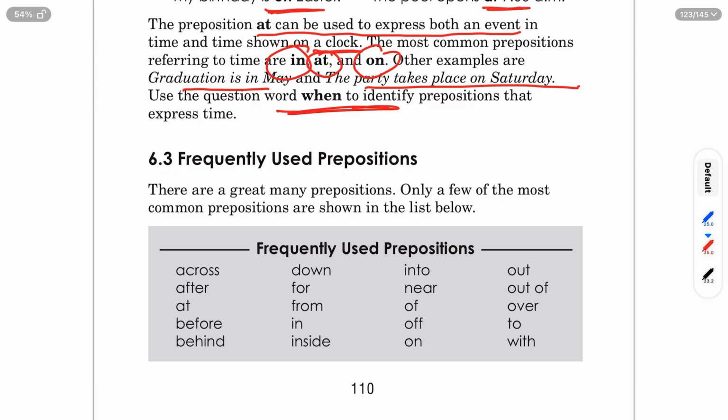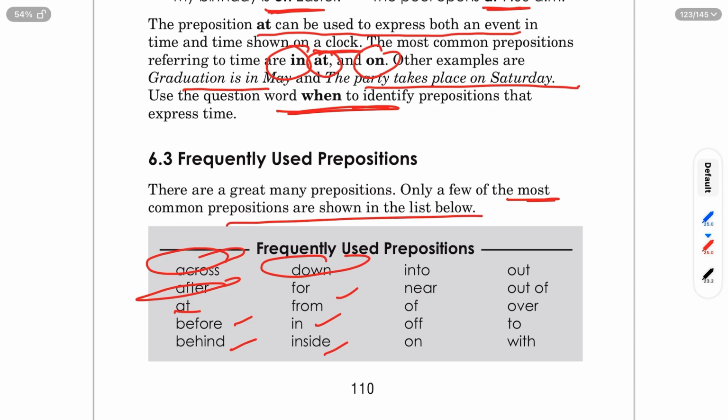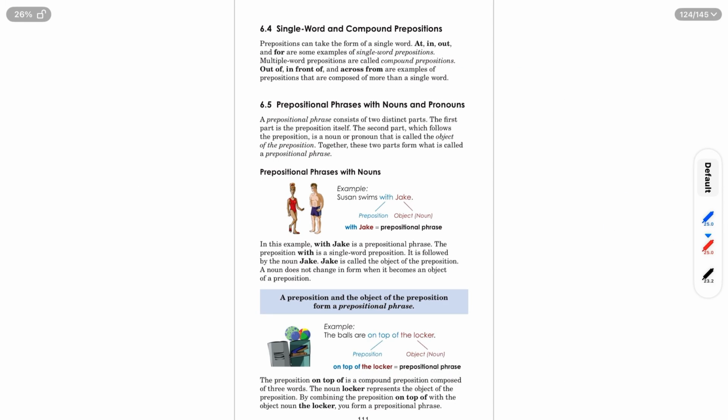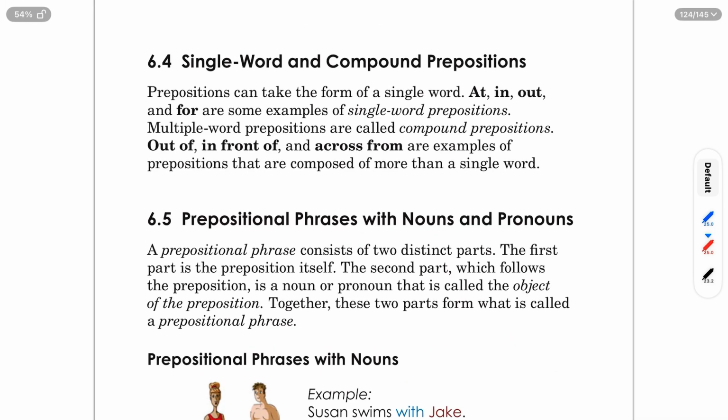Most frequently used prepositions. There are a great many prepositions, but only a few of the most common prepositions are shown in this list below. For example: across, down, after, at, before, beyond, in, inside, from, for, into, near, off, on, out of, over, to, with. So these are the most commonly used prepositions.